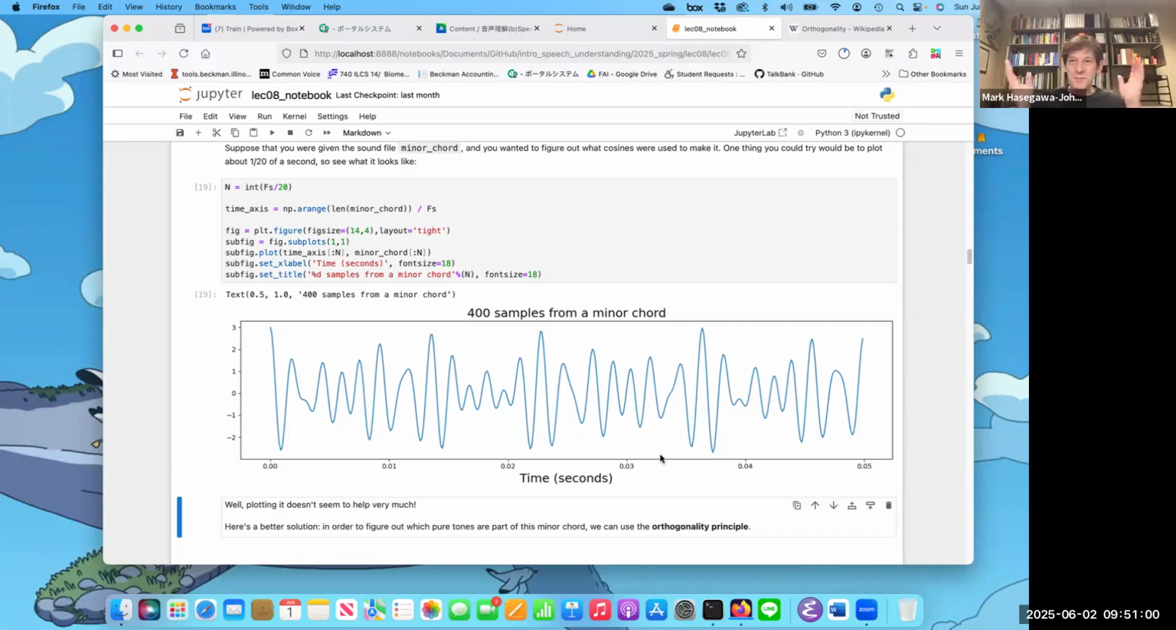And so the question comes up, suppose you're given a singing voice, a beautiful singing voice, and you would like to resynthesize it. How do you resynthesize it given just these samples? Where did that come from? How do we understand what different pure tones are added together to create this tone? And the answer is the orthogonality principle.